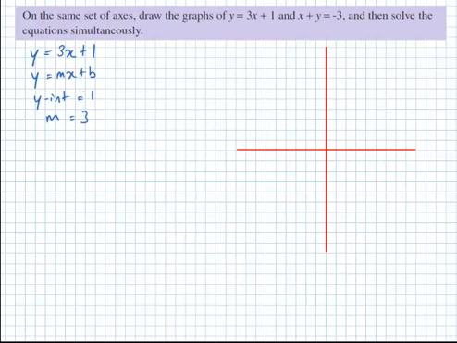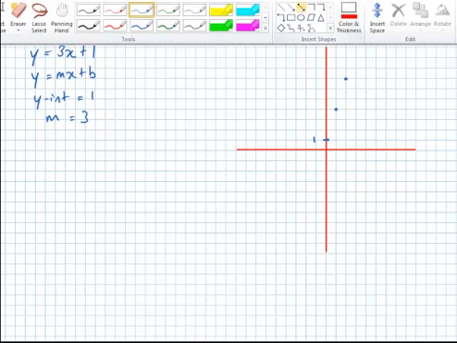okay, so on this graph we're going to start with our y-intercept, which is 1. So just here. And then we have a gradient of 3. So our gradient of 3 means we go up 1, 2, 3 and across 1. Again up 1, 2, 3 and across 1. Okay, so our line should be going through those 3 points.